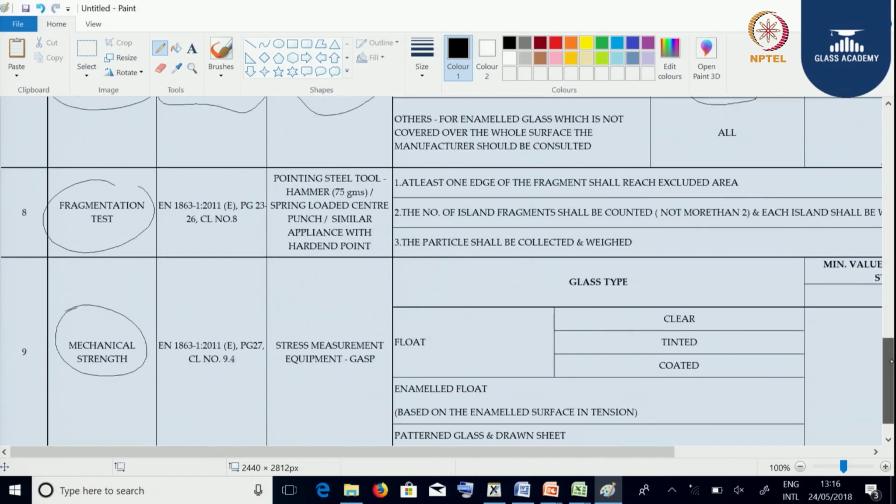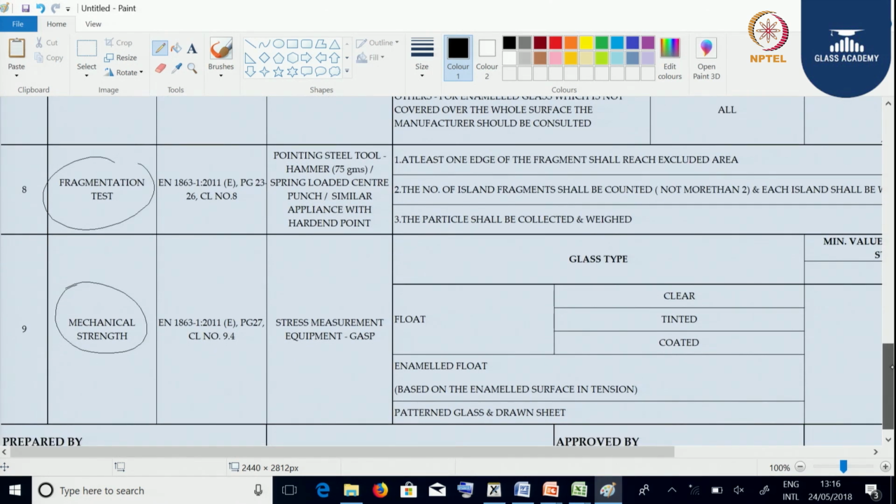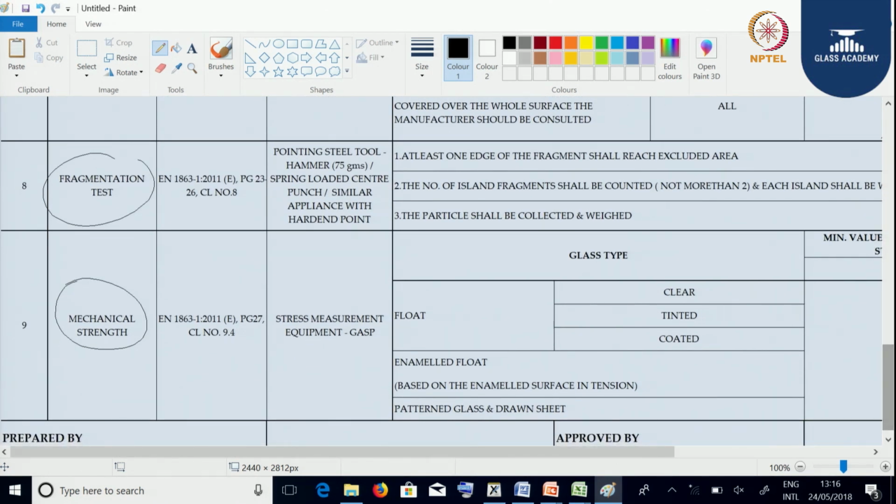Now let us see the fragmentation test values for the heat strengthened glass. The standard that we follow is EN 1863. The tools that we use are a pointed steel tool, a hammer weighing 75 grams, a spring-loaded center punch or a similar appliance with a hard end point.